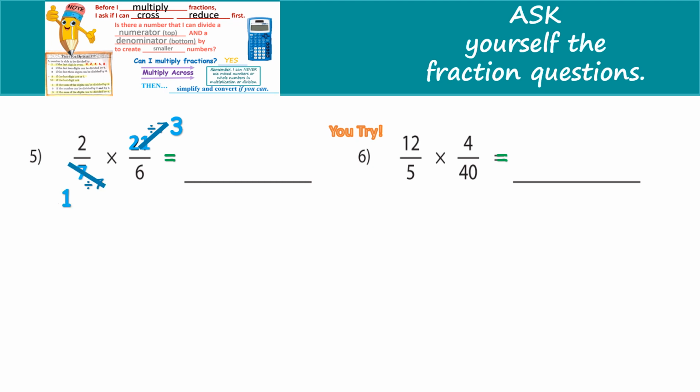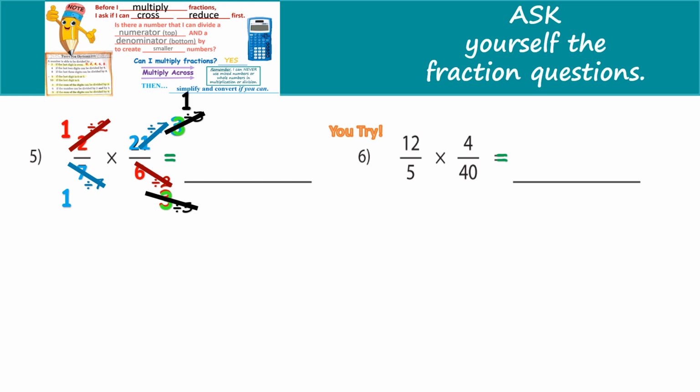And then 2 and 6. That's back to my divisibility rule of evens, right? So I can reduce by 2's. And so therefore I'm going to divide both of them by 2. And so 2 will go into 2 one time, and 2 will go into 6 3 times. Now what am I left with? I'm left with multiplying across. Or I could say, I've got a 3 and a 3, right? So if I had a 3 and a 3, don't they just go into each other? Yeah. So if I divide each of those by 3, I end up with 1 and 1.